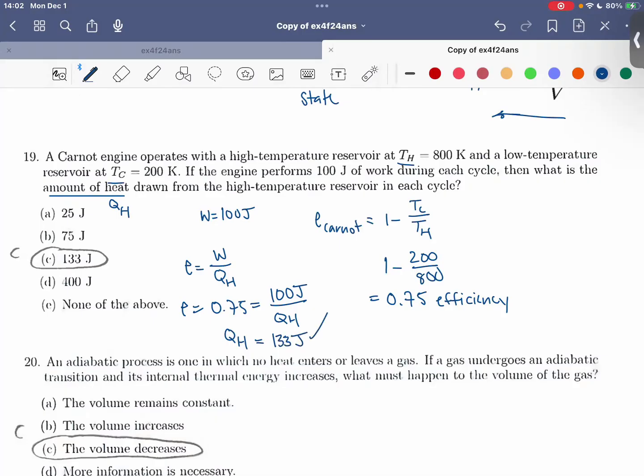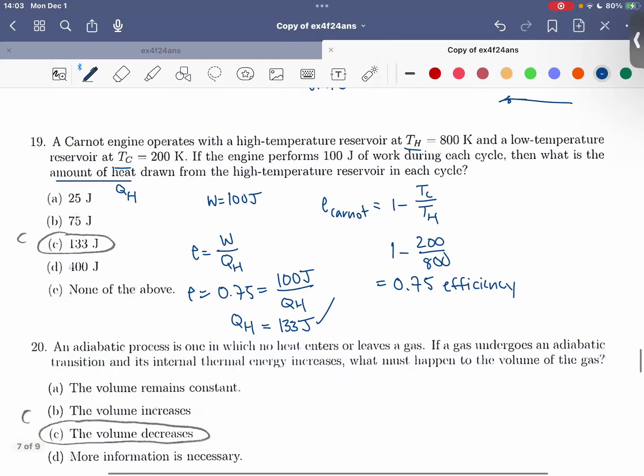Okay, so most of these engine questions, you don't really have to know how they work. Just know how to use the formula. Most of them you just plug stuff in until you get to the right answer. I don't think they're that difficult.